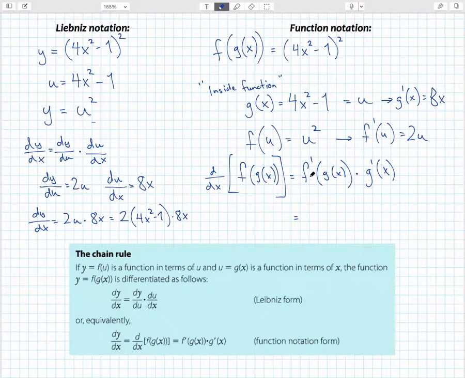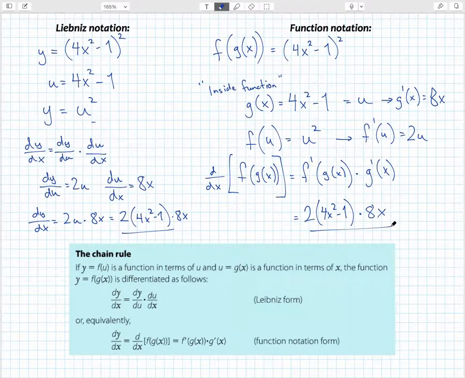And so now we're going to plug in, instead of u, right, f dash of u is 2u, but instead of u, we're going to place g of x. So this is going to become 2 times g of x, which is 4x squared minus 1. And then we're going to multiply just by the derivative g dash of x, which we saw was 8x. And you can see that we arrive at exactly the same answer. It's just a matter of notation.